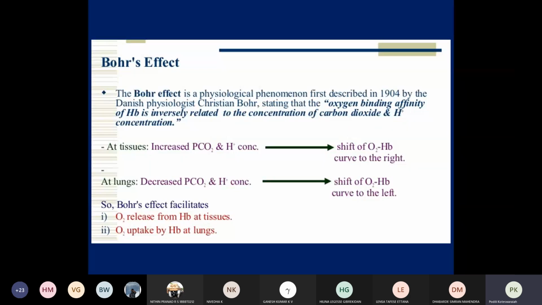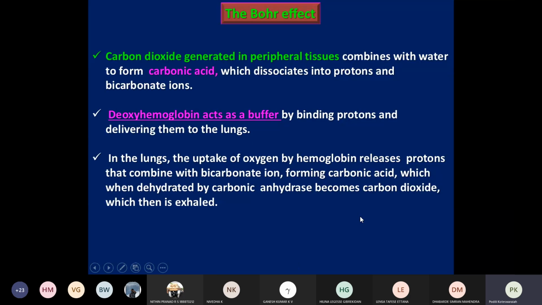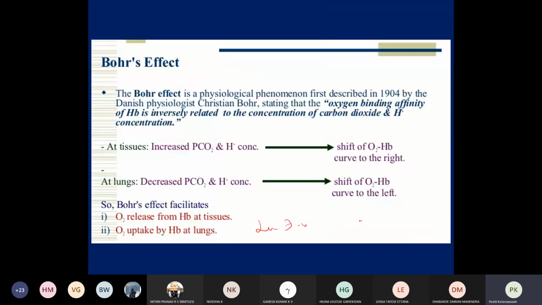So this Bohr effect was first described by the Danish scientist Christian Bohr, and it indicates that the pH decreases when hemoglobin moves from the lungs to the tissues. In the lungs, the pH is 7.4, whereas in the tissues the pH is 7.2.